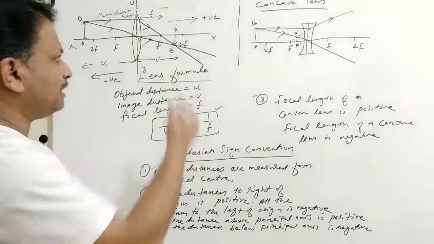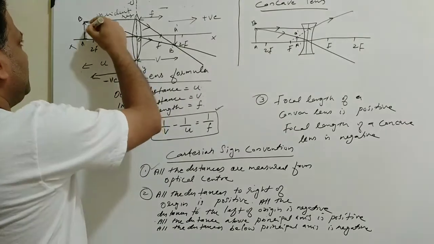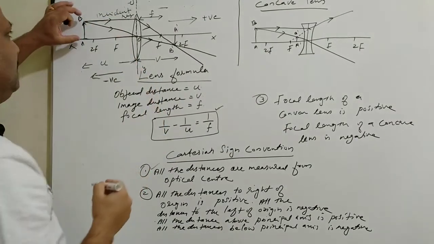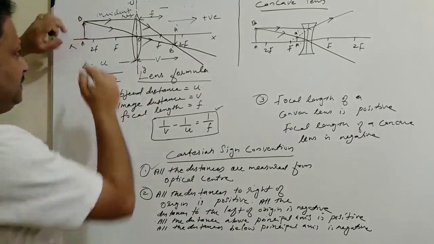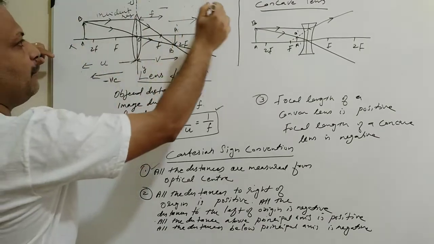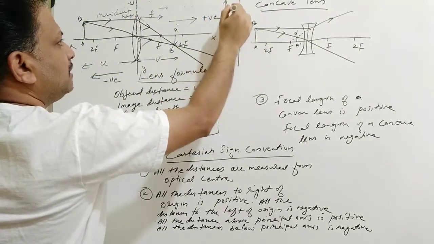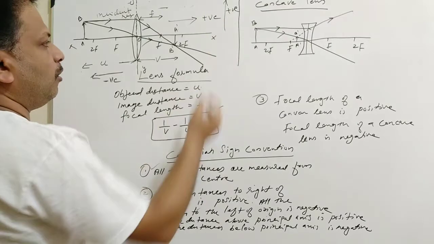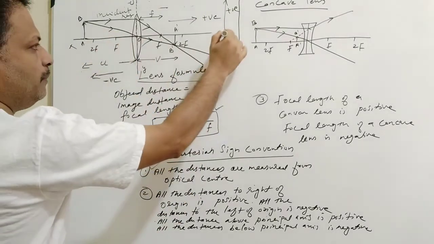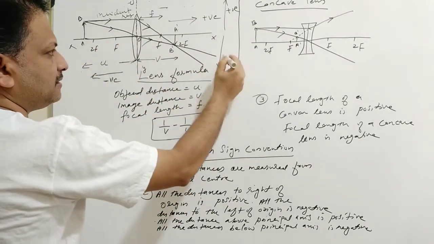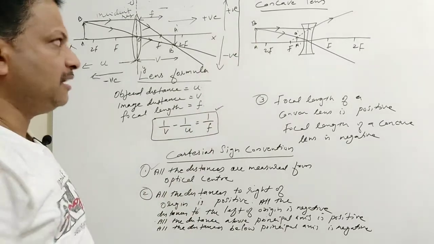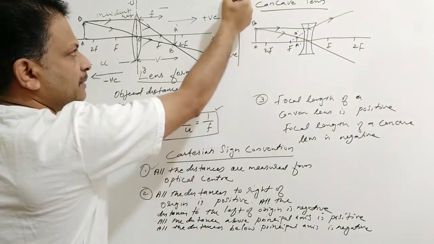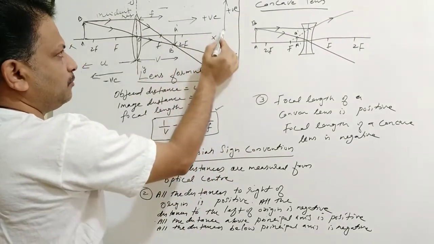Now all the distances above the principal axis, I mean the size of the object, you can see all the distances above the principal axis are positive. All the distances below the principal axis are negative. So all the distances above the principal axis are positive.